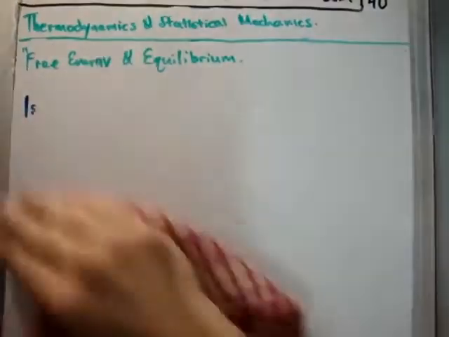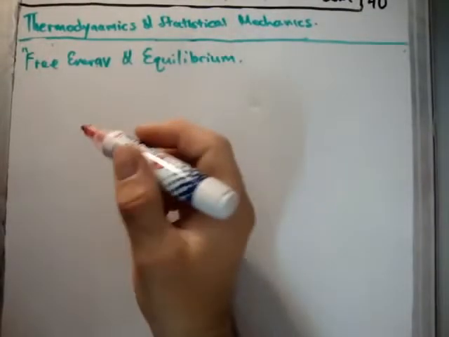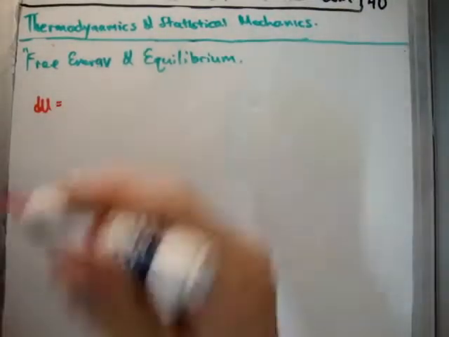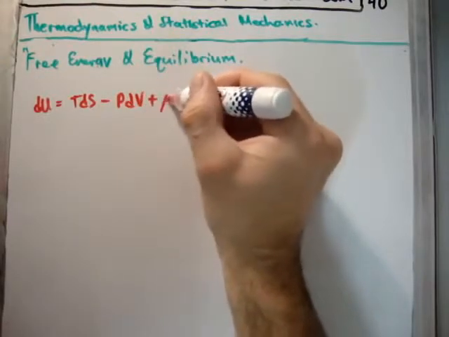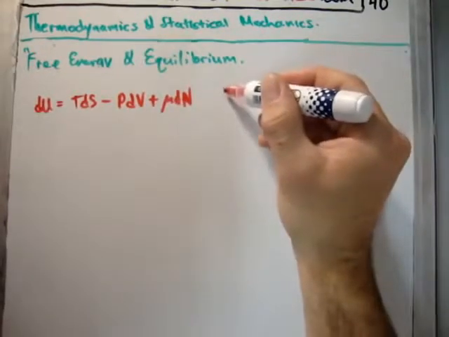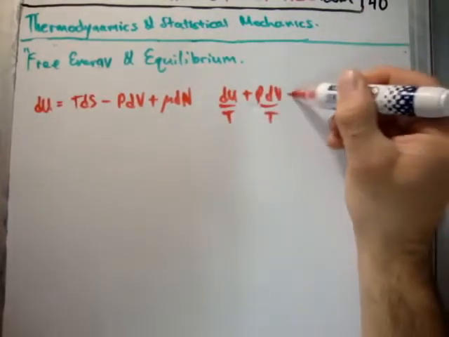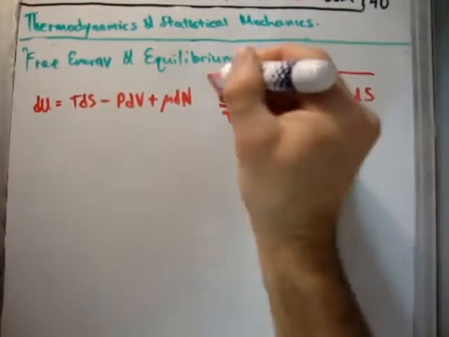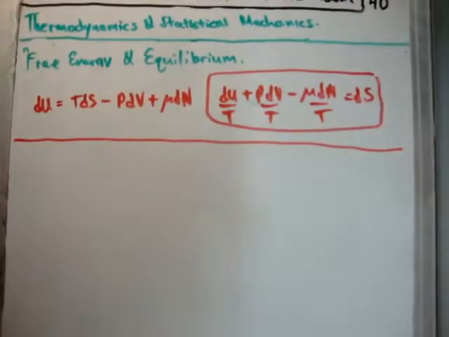Next, let's look at the thermodynamic identity inclusive of the chemical potential. We saw this in, I think it was video number 39. We saw that dU, the infinitesimal change in anything's internal energy, is TdS minus PdV plus mu dN. Of course, we can rearrange this as dU over T plus PdV over T minus mu dN over T is equal to dS. That's the formula we're going to use. This is the formula for an infinitesimal change in the entropy of anything.